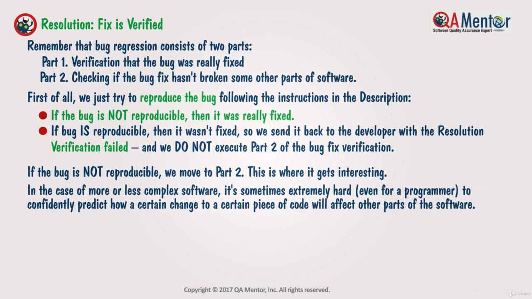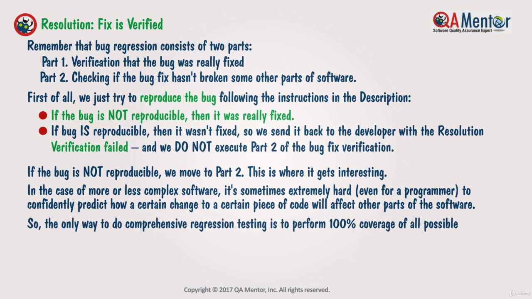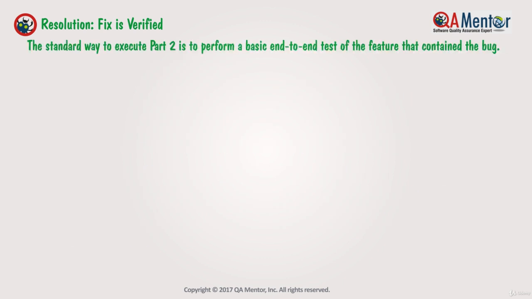In the case of more or less complex software, it's sometimes extremely hard, even for a programmer, to confidently predict how a certain change to a certain piece of code will affect other parts of the software. So, the only way to do comprehensive regression testing is to perform 100% coverage of all possible scenarios, which is usually impossible. The standard way to execute Part 2 is to perform a basic end-to-end test of the feature that contained the bug.